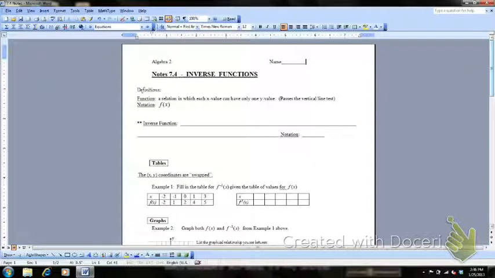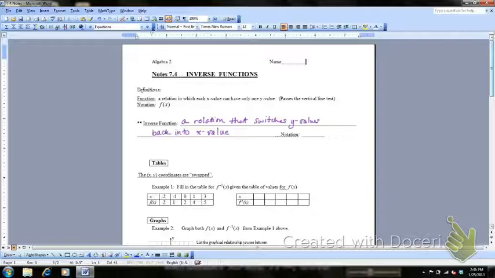Alright, so now that we kind of refreshed your memory about what a function is, let's talk about what an inverse function is. An inverse function is a relation that switches y values back into x values. So it's something, an equation or a table or a graph, that swaps the x's and y's.